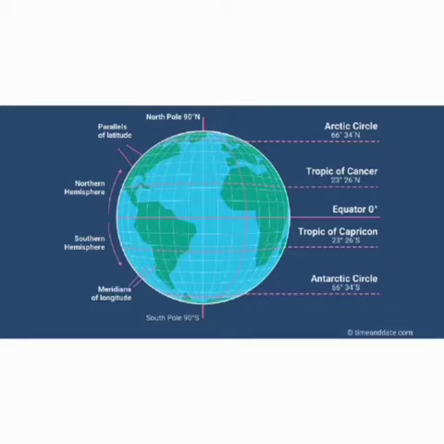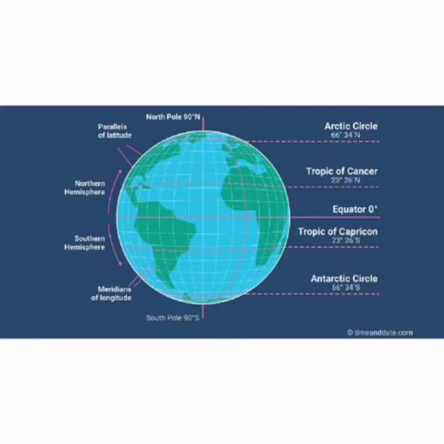Besides the equator, there are 4 other important latitudes. Tropic of Cancer 23.5 degree in north, Tropic of Capricorn 23.5 in south, Arctic Circle 66.5 in north, Antarctic Circle 66.5 in south. Now children, we will learn some more features about latitudes.